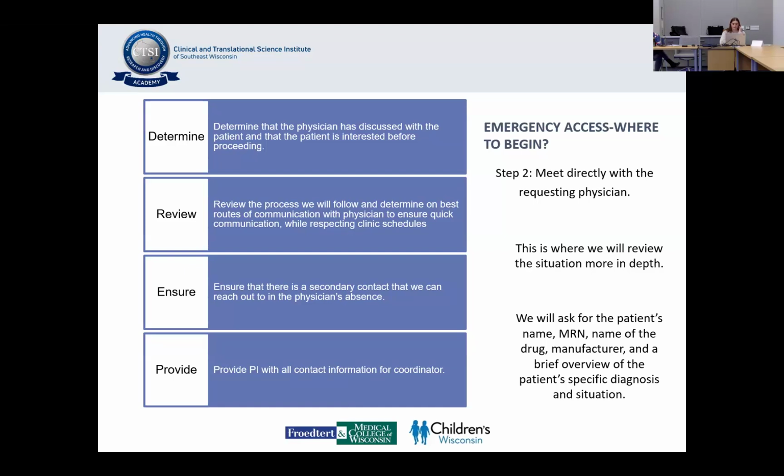So just making sure that the physician has discussed the situation with the patient and that the patient is interested before proceeding. Reviewing the process that you're going to follow with your PI here and determining the best routes for communication, and then ensuring that there's a secondary contact. A lot of the times, treating physicians are going to have clinic hours, things like that, but these emergency use cases move really quickly. So just making sure you have a secondary contact as well. And then providing your PI with all contact information for yourself as a coordinator. A lot of the times that's going to be outside of email and Teams, things like that, giving them ways to get a hold of you quickly.